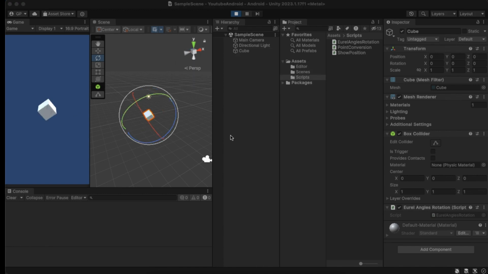Pros of Euler angles: intuitive and straightforward. Direct control over individual axis rotations. Cons of Euler angles: subject to gimbal lock. Can be problematic for smooth transitions.